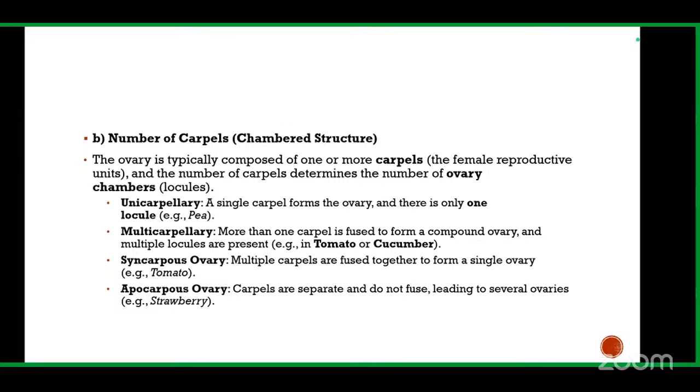Next is the syncarpous ovary. Multiple carpels are fused together to form a single ovary, for example tomato. Next is the apocarpous ovary. Here the carpels are separate and do not fuse, leading to several ovaries. For example, in strawberry, the carpels are not fused, they are separate, and this leads to several ovaries.